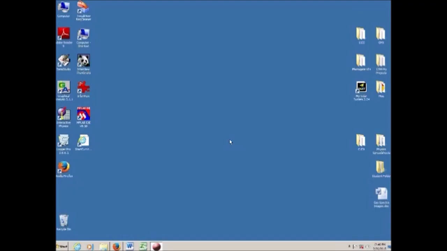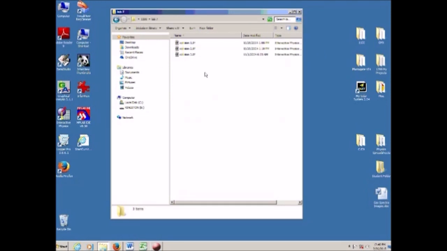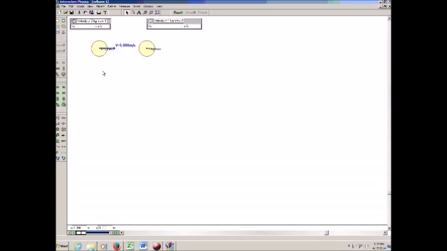So again in Lab 7, we're going to start with some simulations. Open up the 1100 folder and go into the Lab 7 folder. There are 3 collision simulations that you're going to look at. Open up the first one, and you need to write some stuff down before you start.